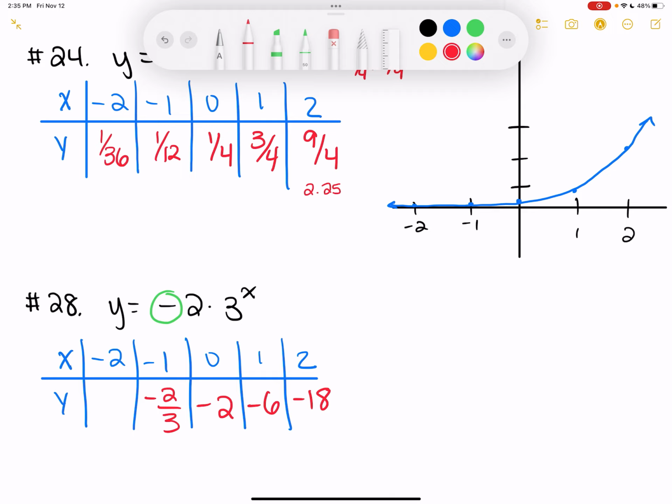Would be negative 6 over 2. So if the 3 goes to the bottom and it's raised to the 2, that's 9 times -2, which should be negative 18 over... Oh, I was looking at that. -2/9.